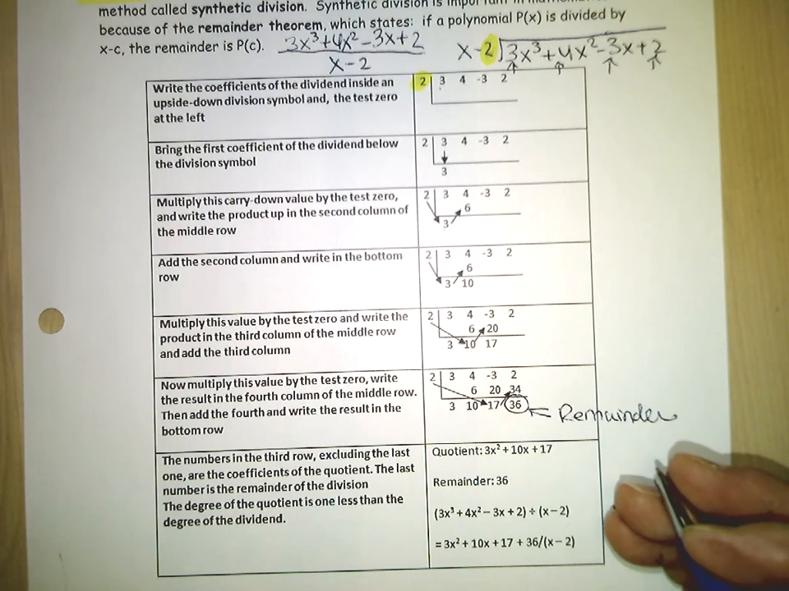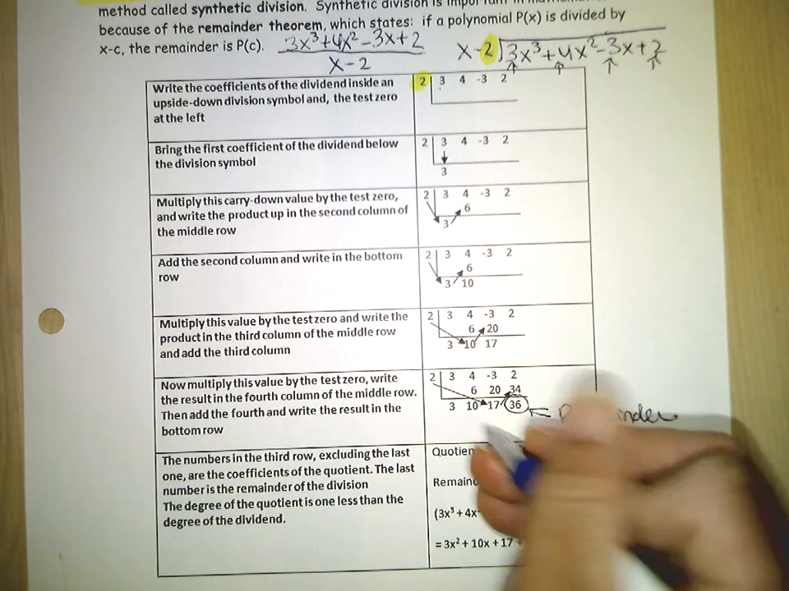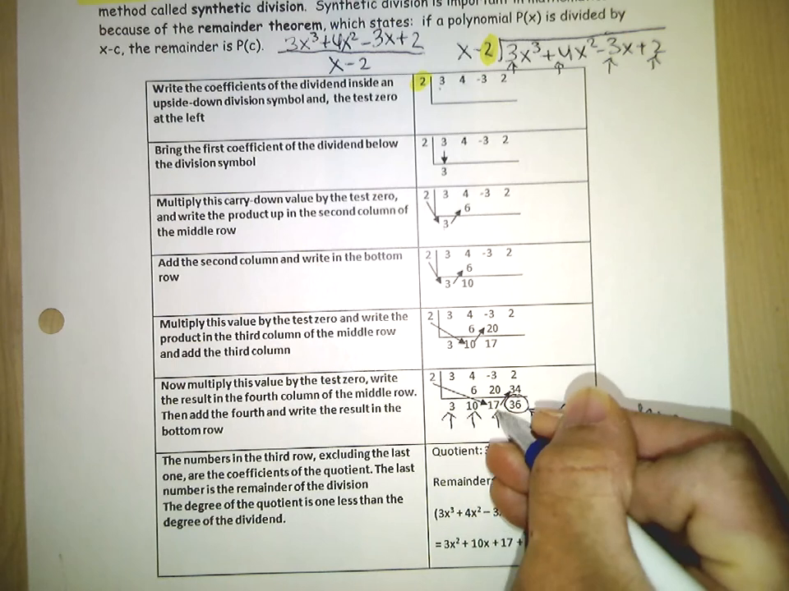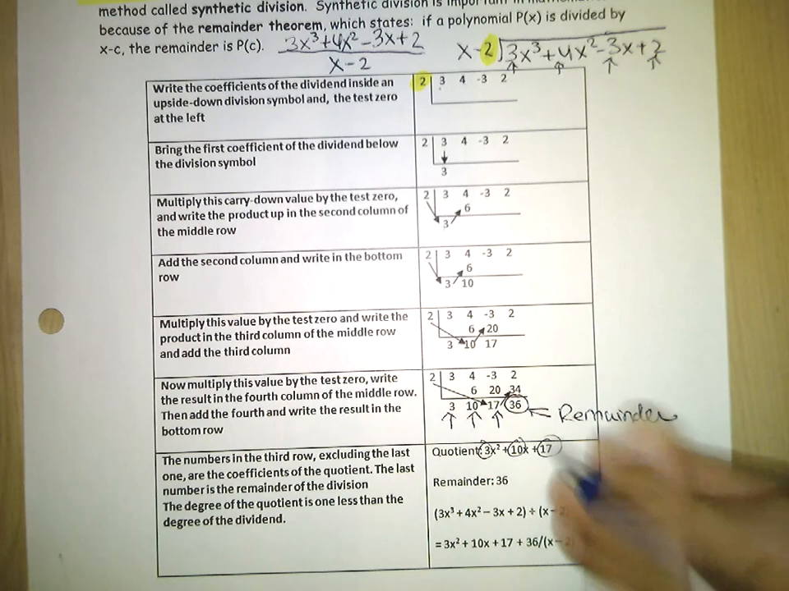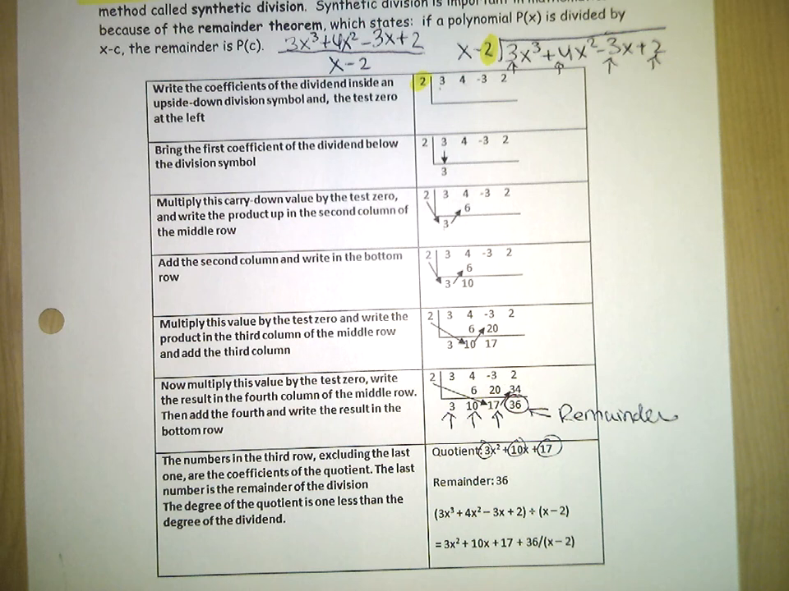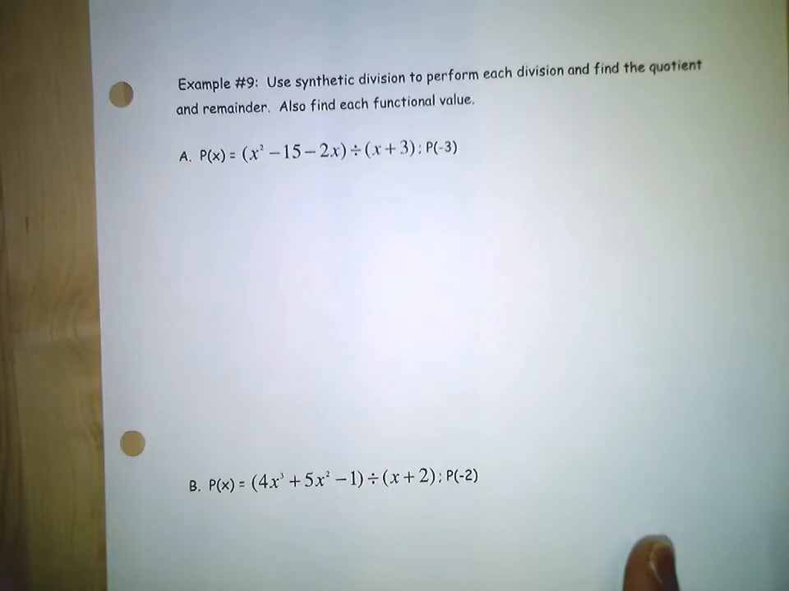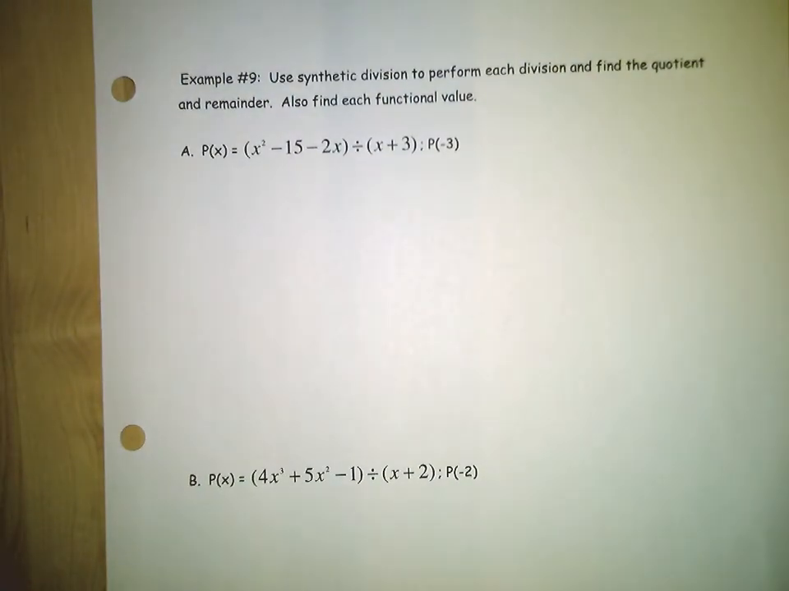And then you can see that these other numbers, the 3, the 10, and the 17, make up the coefficients of the quotient. All right, so this is a different way, in a sense a shortcut, of polynomial long division, but only when you're dividing by a binomial of the form x minus c, or x minus some number. So let's use synthetic division to perform each division and find the quotient and remainder, and then also find each functional value.